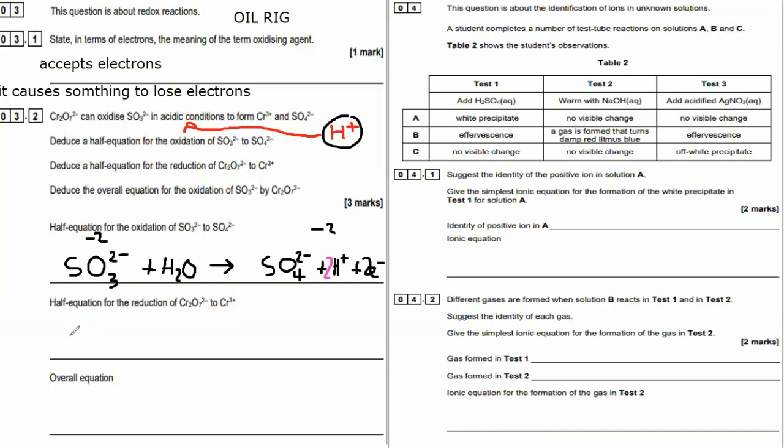Now, for this half equation, we write down Cr2O7 2-. We go again and put the arrow in the middle. We write Cr3+ on the right-hand side.